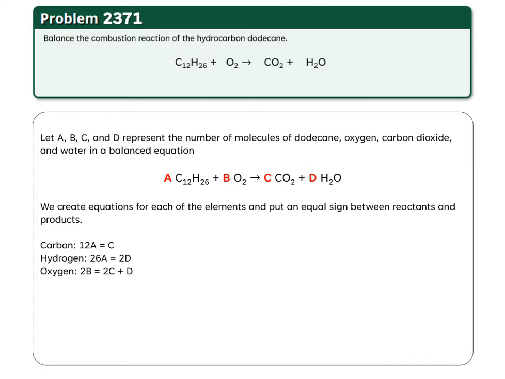We can give A or C any value. Let's make one of them the number 1. That's an easy number. However, if C is 1, then A would be 1 over 12. We want to avoid fractions, so this is not a good start. But if A equals 1, then C equals 12. Furthermore, D is 13, as in the hydrogen equation, 26 times 1 equals 2 times D. D equals 26 divided by 2, D equals 13.